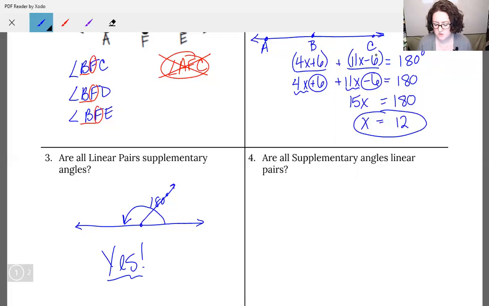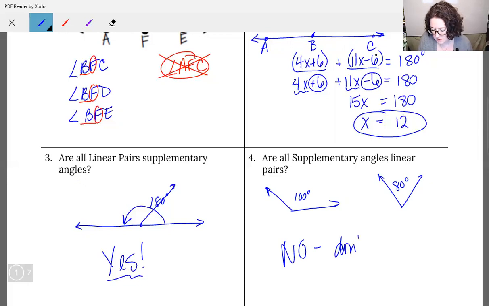Well, a counterexample could be, could you think of supplementary angles that don't make a linear pair? What about a 100-degree angle and an 80-degree angle. If I draw them like this, do they make a linear pair? Well, no, they're not adjacent. So I just found a counterexample, so no, they don't need to be adjacent.